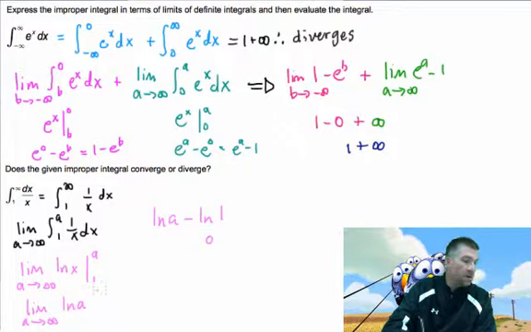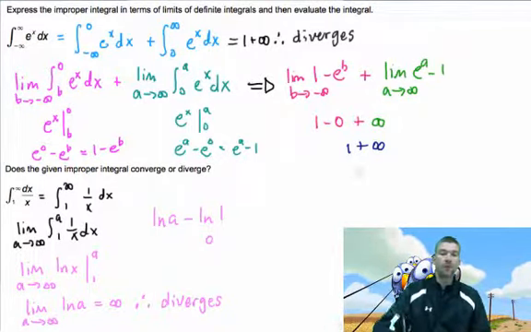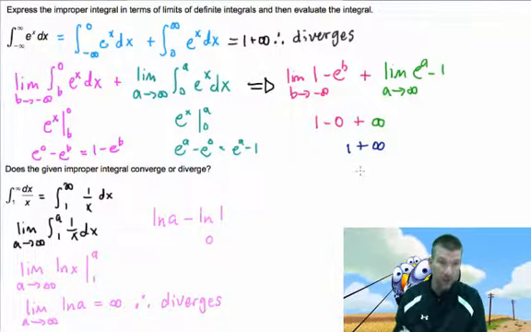And this guy also approaches infinity. So since he approaches infinity, we would also say that this guy diverges. So there you go. There's your introduction into improper integrals, and we're going to work a lot more of these because they can be a little bit tricky.